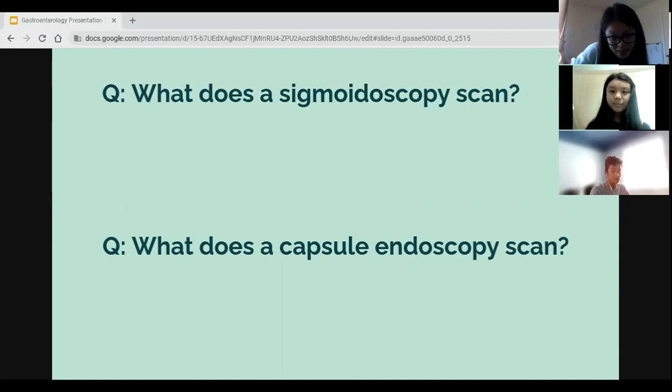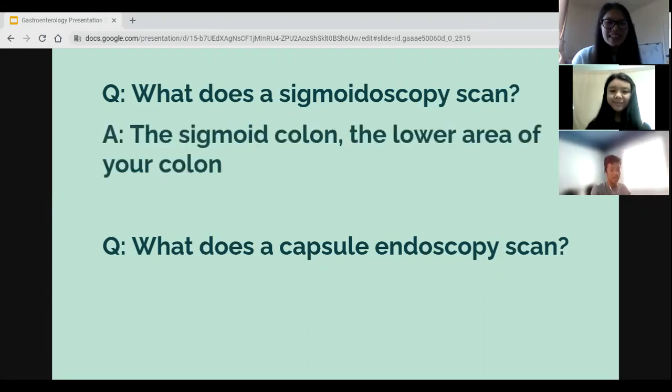Okay, I think we have a guess from Sora. Since it's the colon, I think that's really close. Does anyone else have a guess? Marcel gave a clue that it's in the word, so it's in sigmoidoscopy. I think we just give the answer. The answer is the sigmoid colon, the lower area of your colon. So I think colon is really close, it's just a part of it.